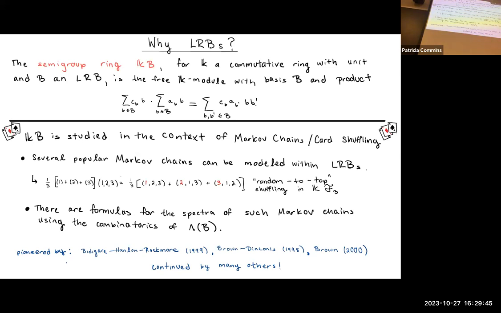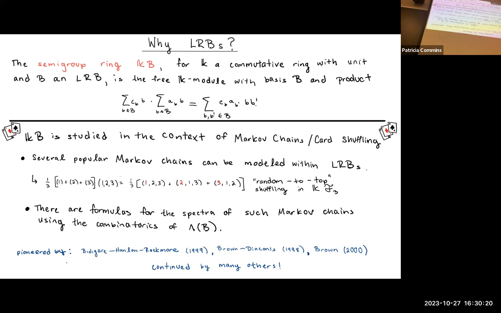the kind of formulas you get from LRB theory end up being very efficient and made a lot of proofs easier for some Markov chains out there. And so a lot of people worked on this, and I didn't list them all out, but I think the first three were Bidigare, Hanlon, and Rockmore, who did this in the context of just the hyperplane semigroups. And Brown and Diaconis also did it within hyperplane semigroups, but improved upon the results of Bidigare, Hanlon, and Rockmore.